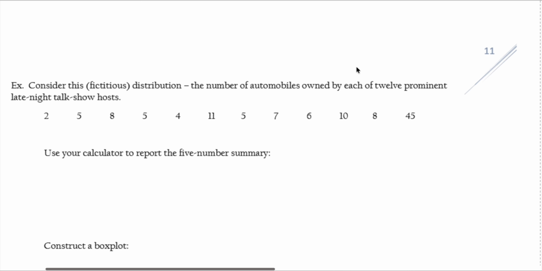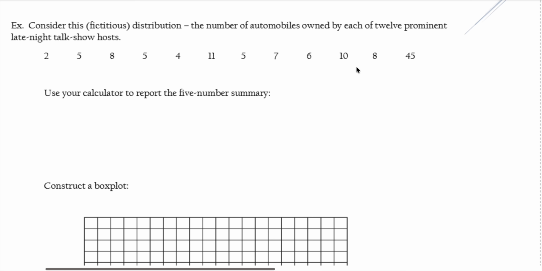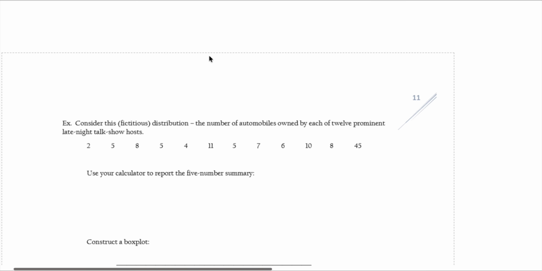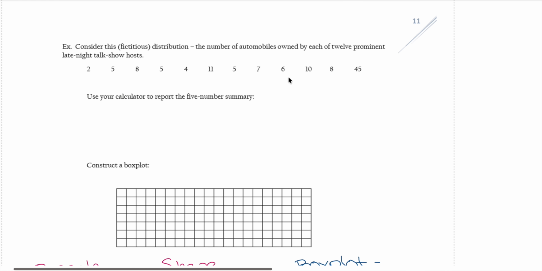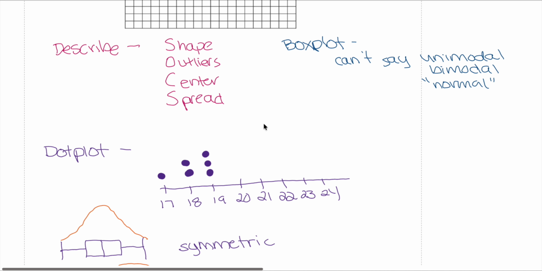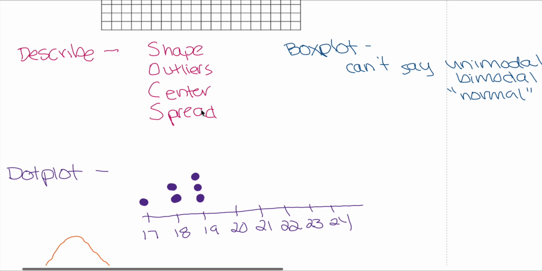So let's keep going. The others are just some of the examples in here, so we won't talk about them. Those we just ignore. Not that important. But we will describe the shape, outlier, center, and spread.